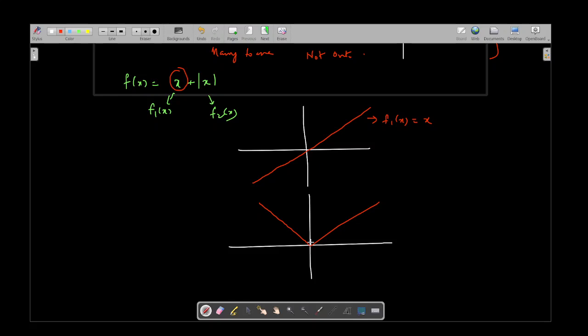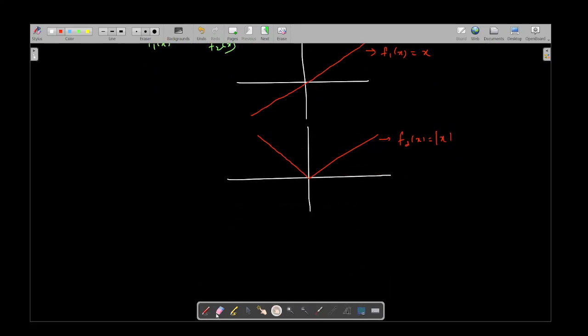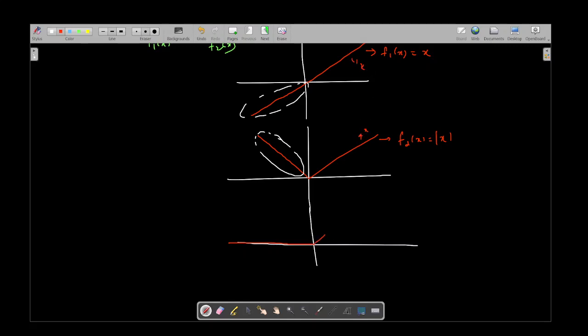This is f2 of x, which is mod x. Let us add these two. Here in f1 of x, this is the negative part and the same positive part is here. When I add the negative part with the positive part, we get 0. At every point it is 0, like this. Then here I have x and here also I have x. If I add these two, x plus x becomes 2x, so I'll get a straight line with slope 2.